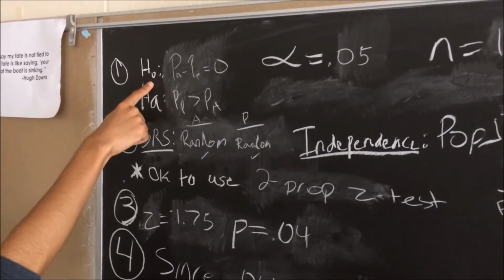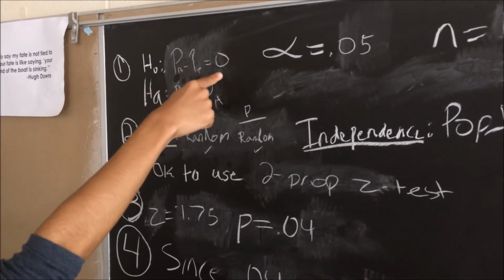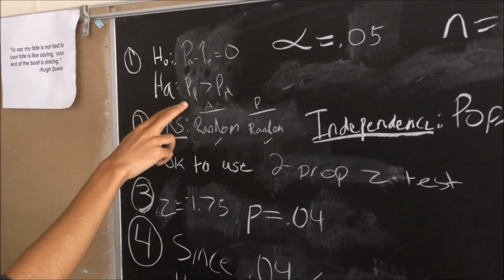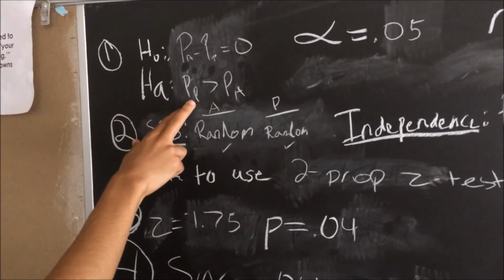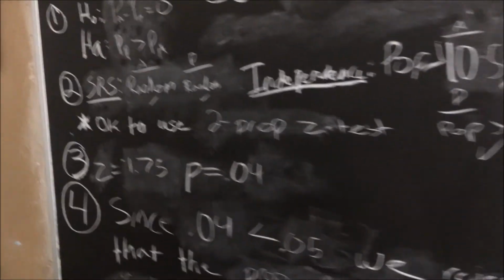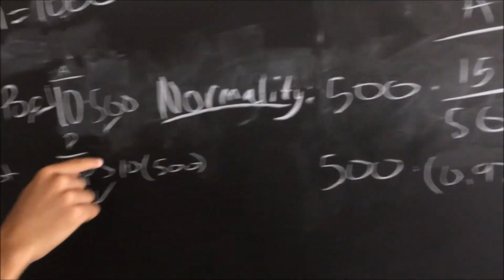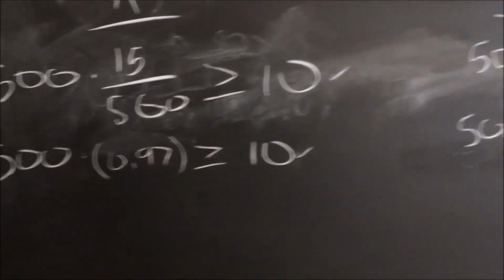So our null hypothesis is that the proportion of the aspirin minus the proportion of the placebo is equal to 0, and we're proposing that the proportion of the placebo is actually greater than the proportion of the aspirin. So as you can see, all the conditions were met for each of them. Independence was also easily done, and normality was done as well.